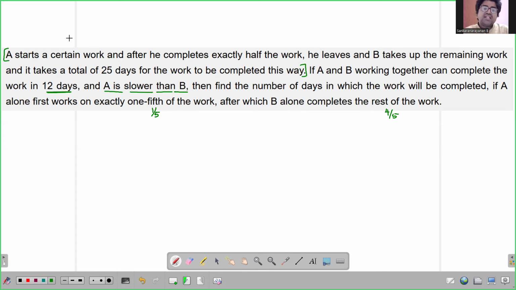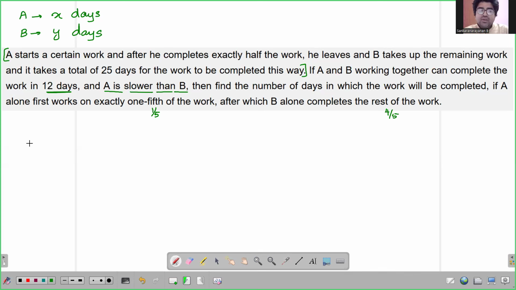Okay, so for answering this question, what I am considering here is, let me say working alone, A takes X days to complete the work. Working alone, B will take Y days to complete the work. Okay. So when they are working together, I want you to please observe here, A and B working together complete the work in 12 days.